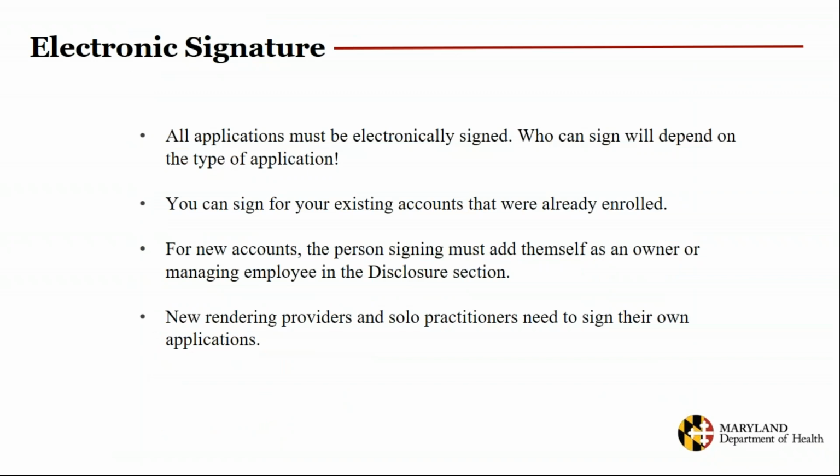All applications must be electronically signed on ePREP, and who can sign will depend on the type of application. You can sign for an existing account that was already enrolled in ePREP. For new accounts, the person signing must add themselves as an owner or managing employee in the disclosure section. We usually have situations like this when we're working on group applications, where you would have to add yourself as an owner or managing employee in order to sign the group application.